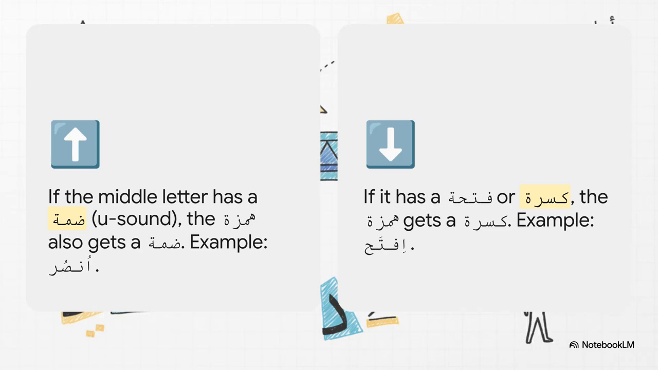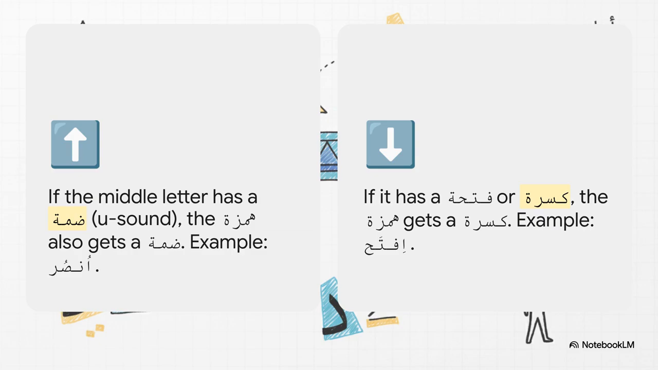So, the big question is, right, what vowel does this little helper hamza get? Well, it's not random at all. The rule is actually super elegant. All you do is you look back at the original present tense verb and you check the vowel on the middle root letter. If that middle letter has a dhamma, that oo sound, then your hamza also gets a dhamma. If it's anything else, a fatha or a kasra, the hamza gets a kasra.